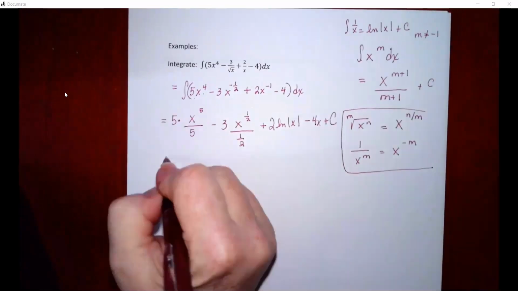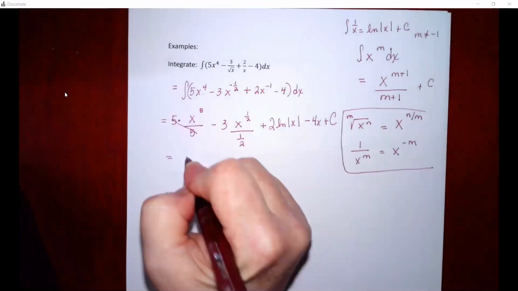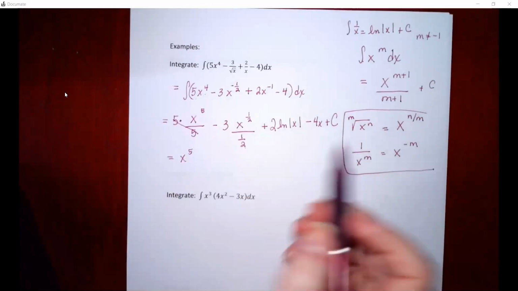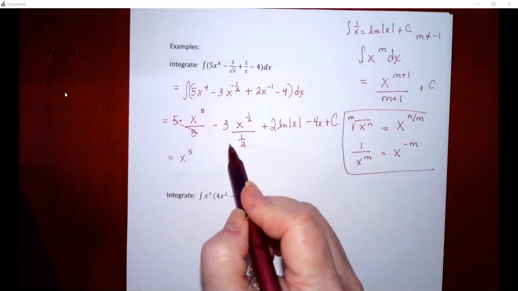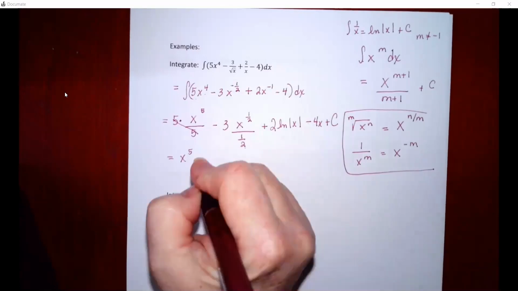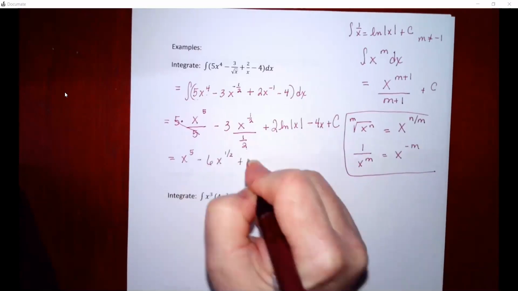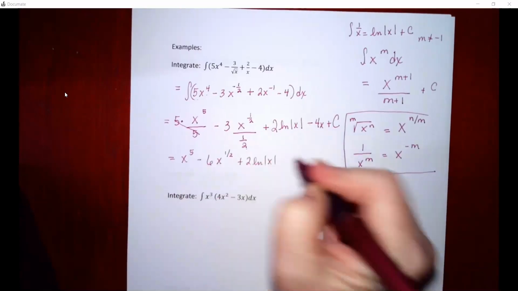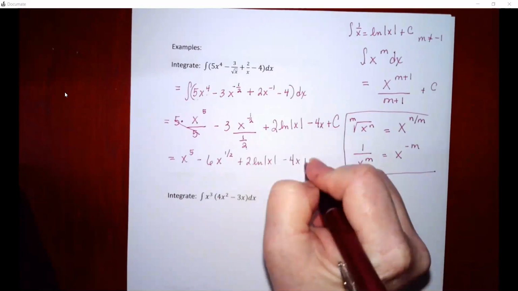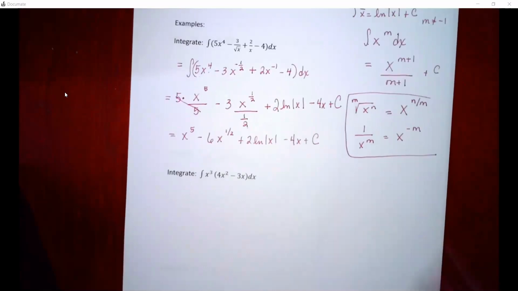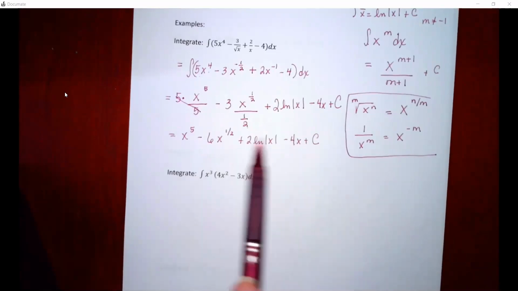Then we'd go through and simplify, and we would get x to the 5th minus 3 divided by 1/2. 3 divided by 1/2 is the same thing, remember, as 3 times 2. So that would be minus 6x to the 1/2 plus 2 ln absolute x minus 4x plus c. And remember, I know you've done this before, but we only put 1 plus an arbitrary constant at the end instead of putting plus C1, C2, C3, and so on and so forth.